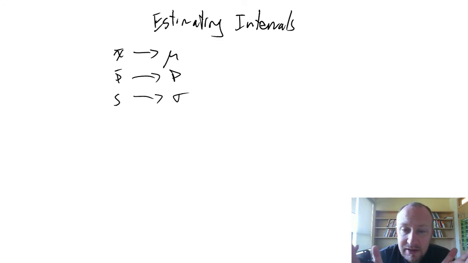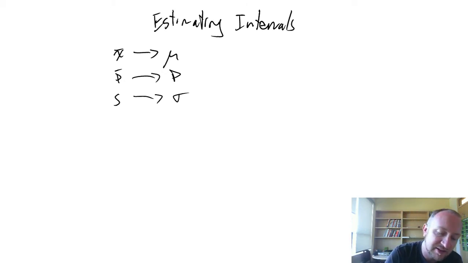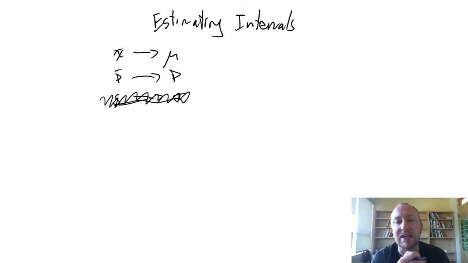So in this module, instead of just looking at point estimates, we're going to look at interval estimates. And specifically, we're only going to look at them for proportions and mean. Standard deviations require a different probability distribution that we have not looked at yet. So what do we mean by this?